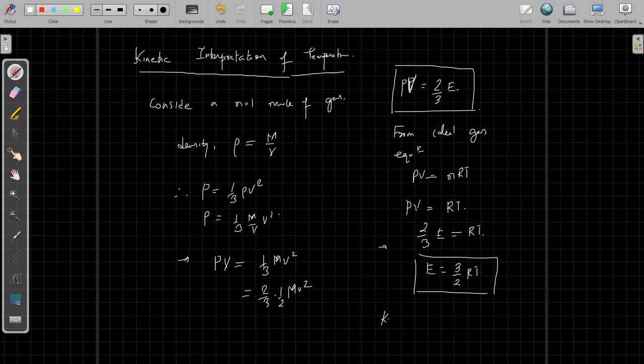So this is the kinetic energy of the molecules, mean kinetic energy of 1 mole of gas. We're going to use this in class 12 also. We're going to apply the same technique for electrons inside a conductor. So don't forget this.